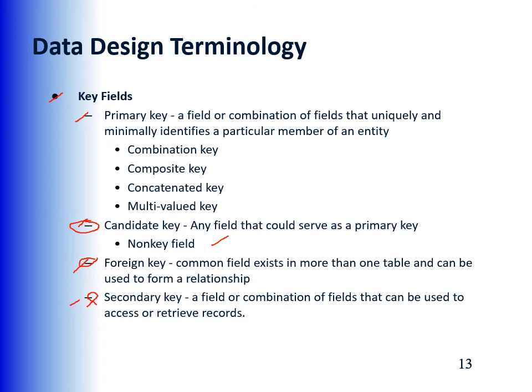A secondary key is a field or combination of fields that can be used to access or retrieve records. Basically, secondary key values are not unique. For example, postcode. If you need to access records for only those customers in a specific postcode, you will use the postcode field as a secondary key. So secondary keys also can be used to sort or display records in a certain order.